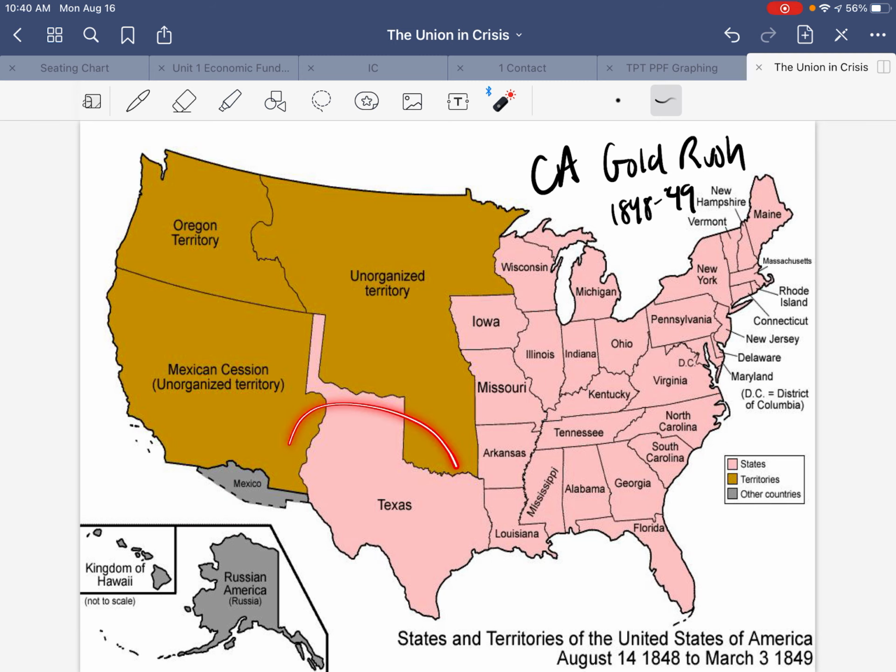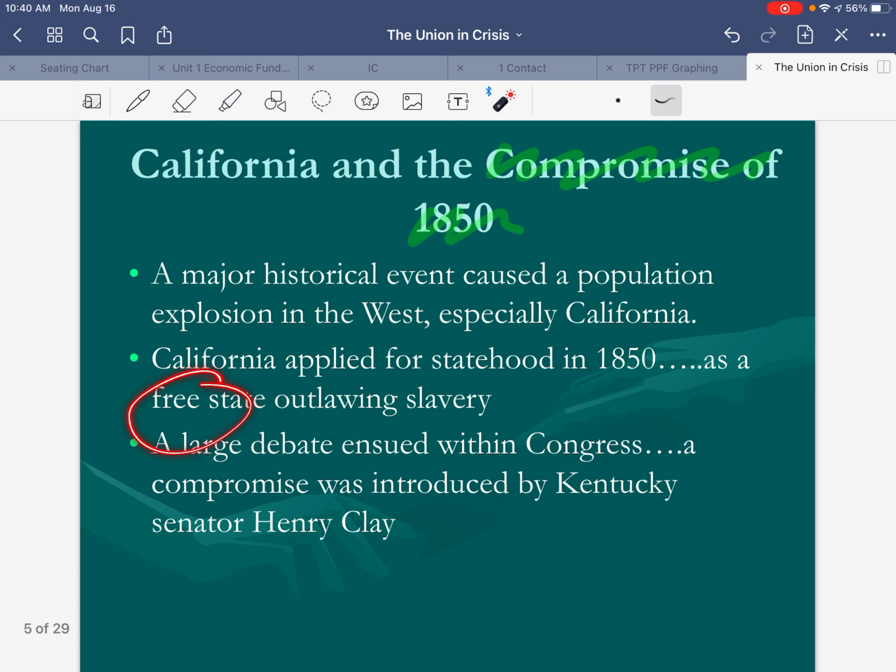And what we put together is known as the Compromise of 1850. It's a huge historical event because of everyone moving out west and everyone wanting their territory to become a state. California applies for statehood, and it wants to be a free state. Well, let's go back to our map. Remember, everything below this line is supposed to be open to slavery. Well, part of California is below that line, but part of it's above. So what do they do? They want to be a free state, and a large debate ensued in Congress.